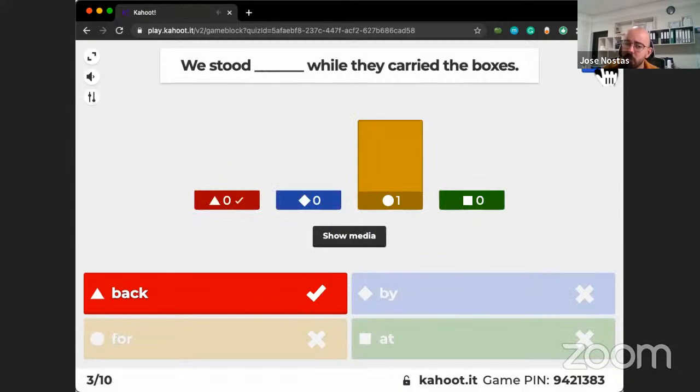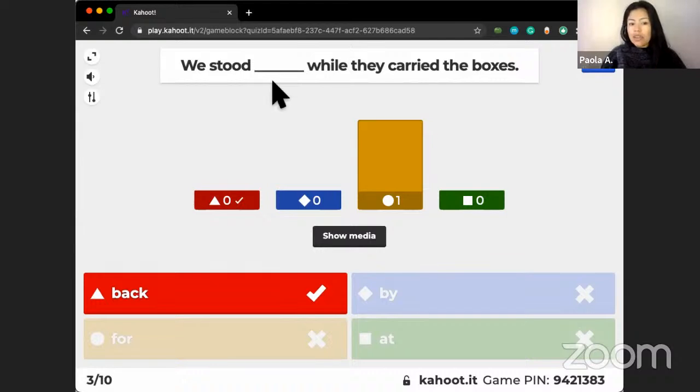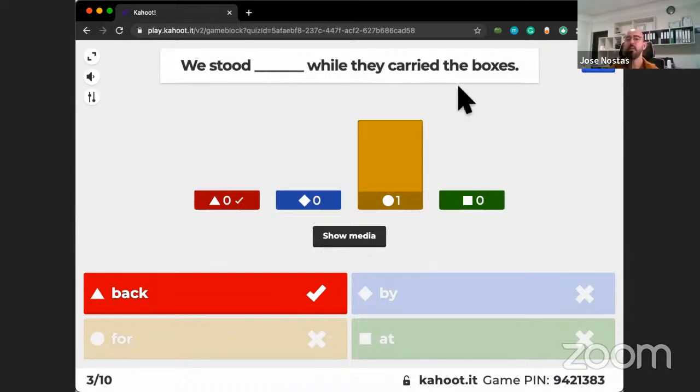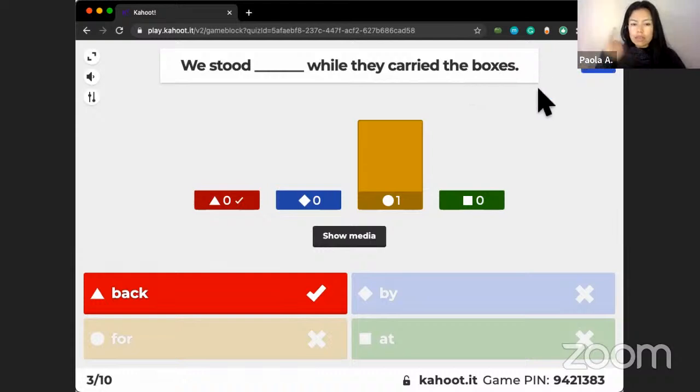That's really simple. We stood back while they carried the boxes. Exactly. So it's like they were there. They weren't helping, but they were there. Not exactly supporting, but just maybe taking a look. Stood back.